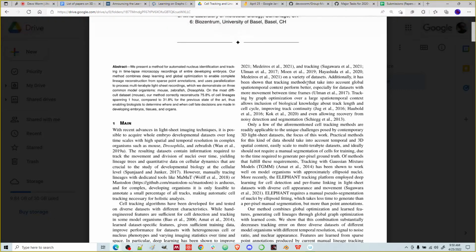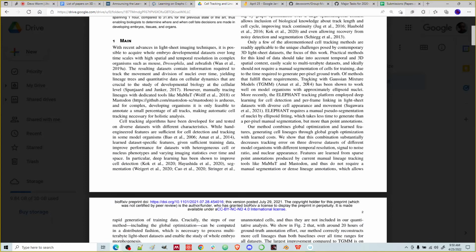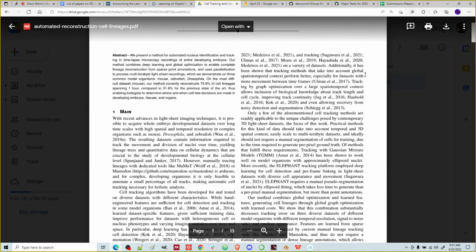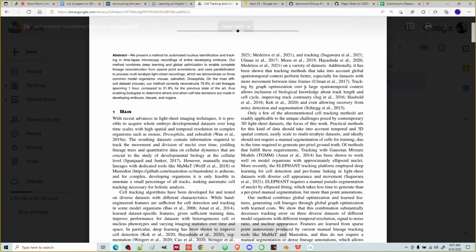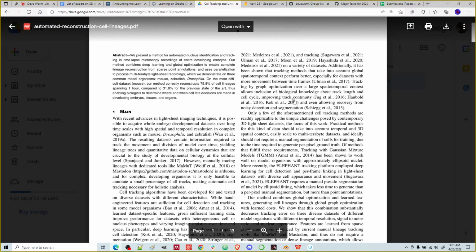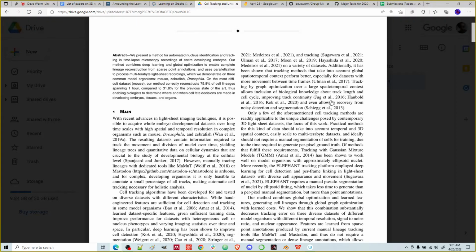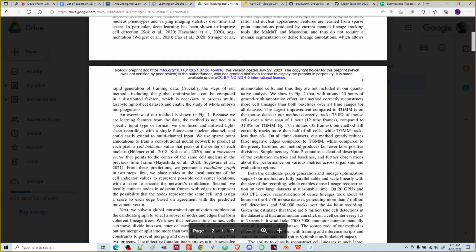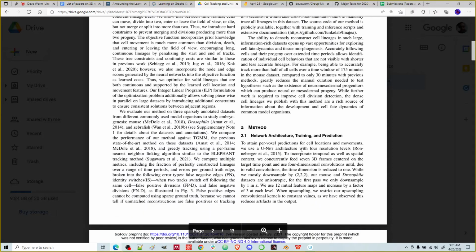This helps overcome that. So let's see. You can also do tracking by graph optimization over a large spatiotemporal context. This allows inclusion of biological knowledge about track length and cell cycle, improving track continuity, and even allowing recovery from noisy detection and segmentation. So why don't we get into the methods?